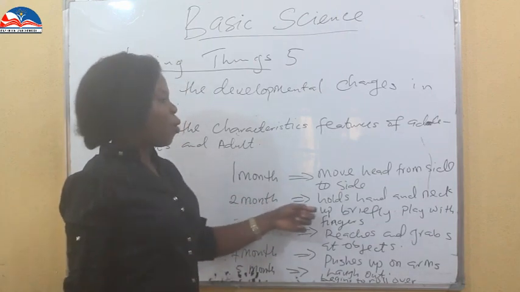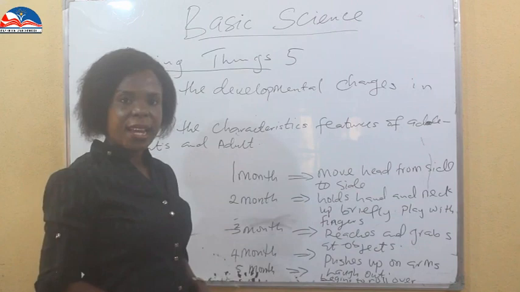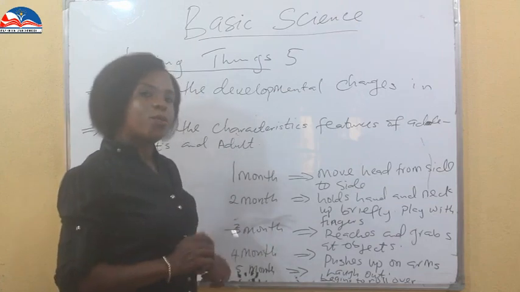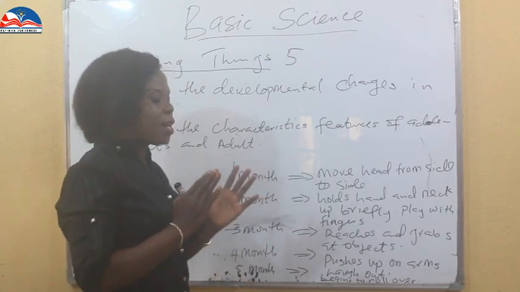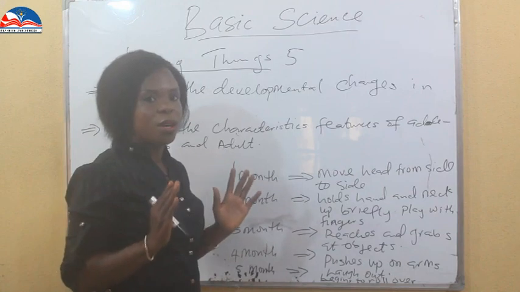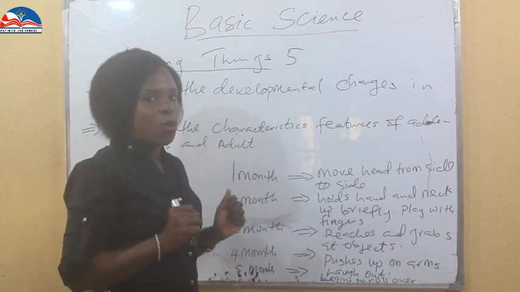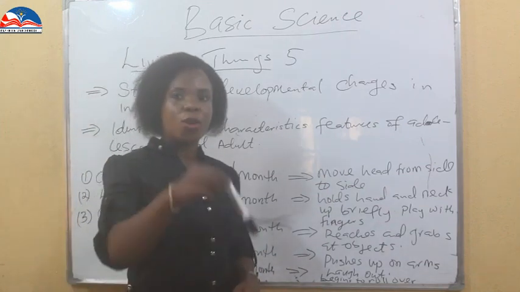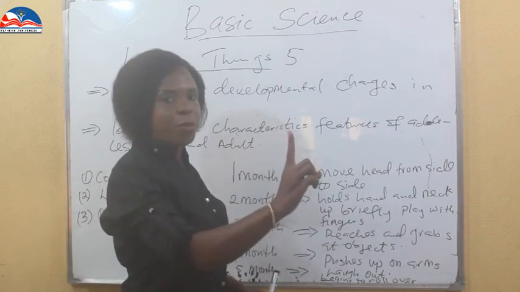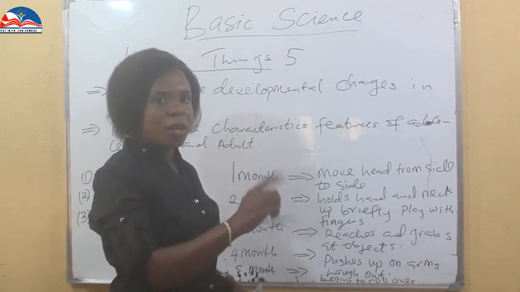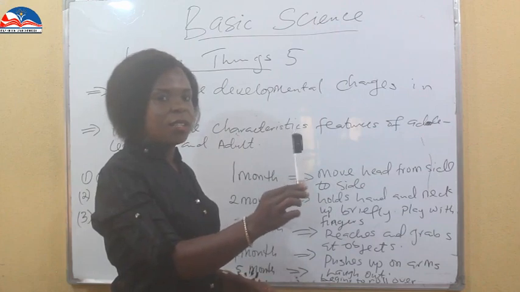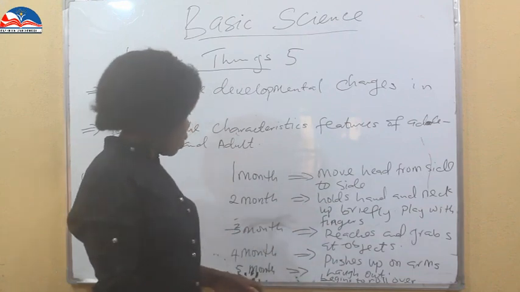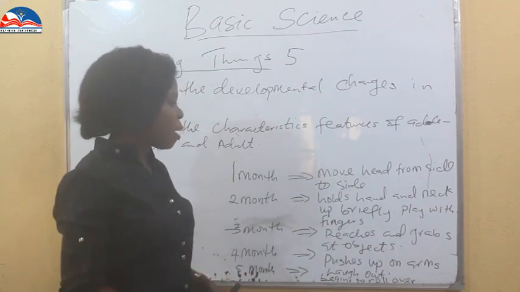At 2 months, the child holds up the neck. The child can try to hold his neck for a little while before it falls down. So the child now learns how to use the muscles of the head to hold himself or herself erect. At 3 months, he reaches and grabs at objects. If you put your finger before the child, the child is going to grab your finger. If you put an object before the child, the child seeks the object and tries to grab it.